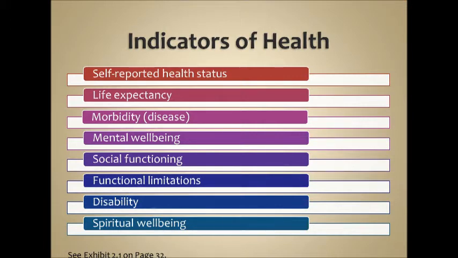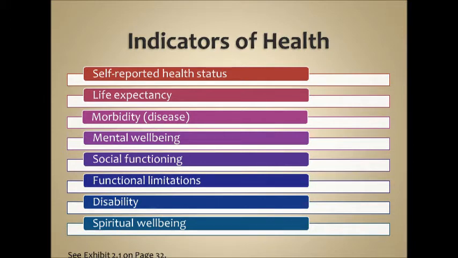If you look at life expectancy in various developed countries and compare them, you can see who is winning and who is losing. Morbidity is a fancy word for disease. Looking at the level of disease in your population and what diseases there are can be an indication of the health of the population. Mental well-being and social functioning are two other things that can be indicators of the health of an individual or a population.